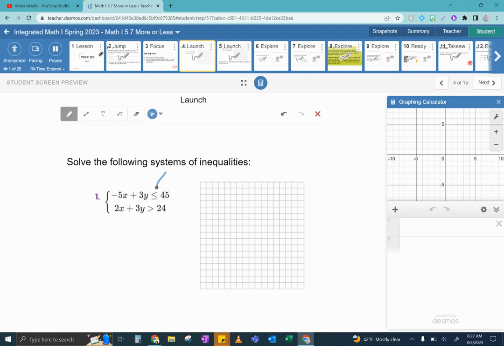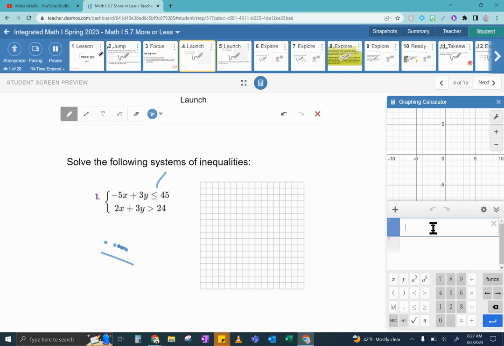For example, this symbol right here should tell you whether you should be shading above or below the line based on what you see, right? Same thing goes here. And then you should also know whether the line is dotted or if it's solid. Okay. And if you don't know, graph it and then play around and be like, oh, that's what that thing does.